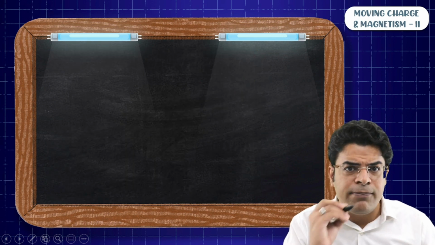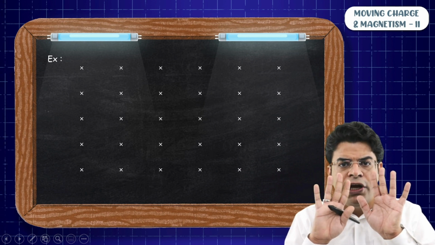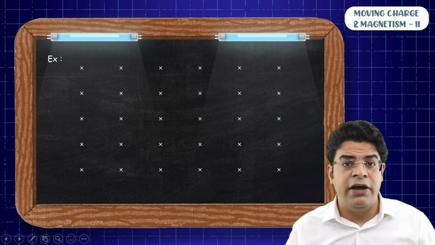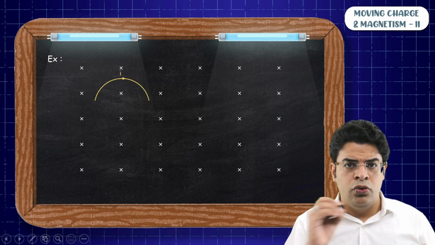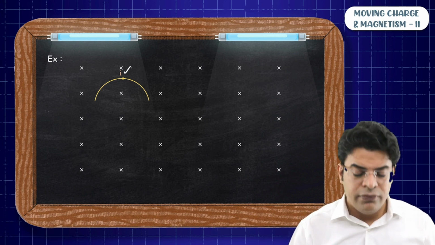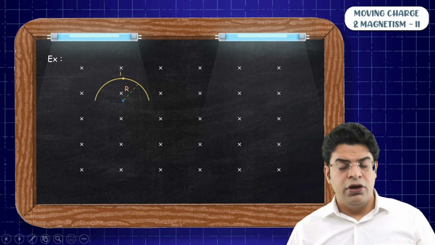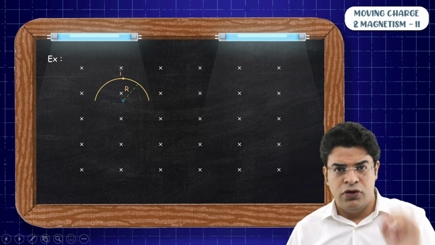So the example goes like this: let's say you have this uniform magnetic field going into the screen. And in this uniform magnetic field, we have placed a semicircular loop. Let's say this semicircular loop carries a current I, and has a radius equal to R. The question is, what is the magnetic force acting on this semicircular loop?